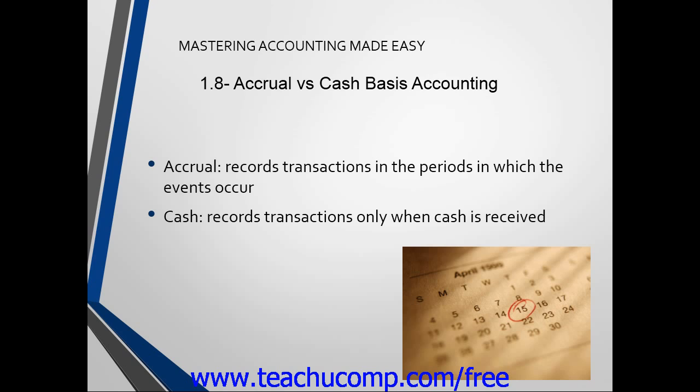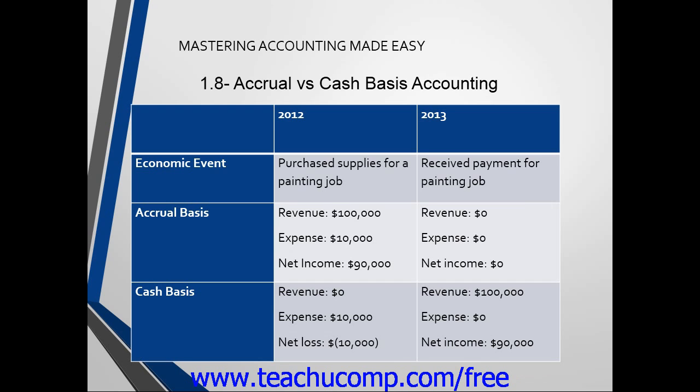Let's look at an example to get a better understanding of both methods. In this example, our company has purchased supplies in order to complete a paint job. Since the job started in December and was not completed until February, we were not paid until 2013. The accrual method requires us to record the expense and revenue from the job in the year the expenses were incurred. In the cash method, we record receiving payment when the company physically receives payment.